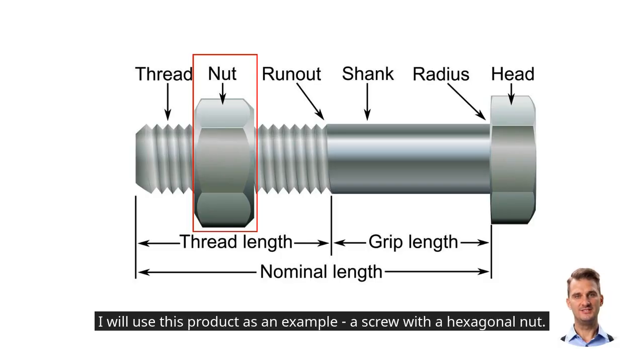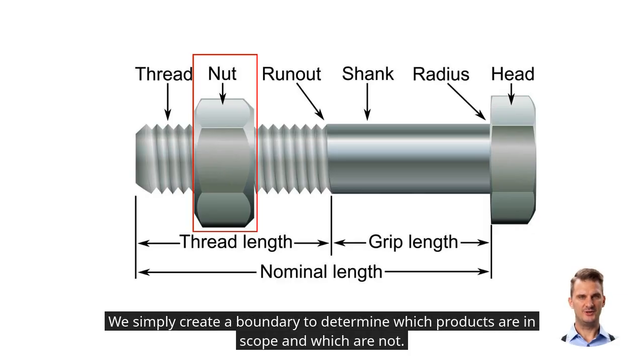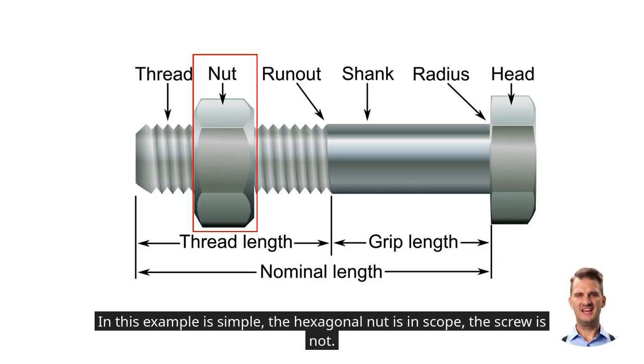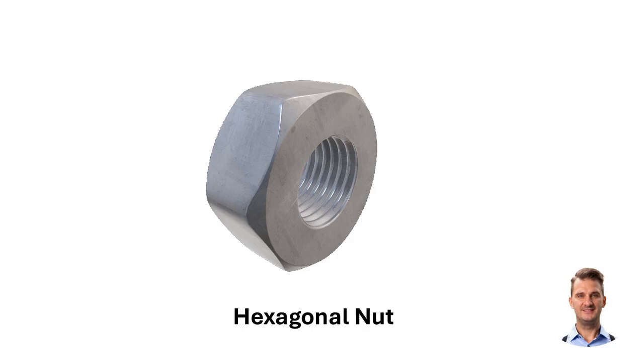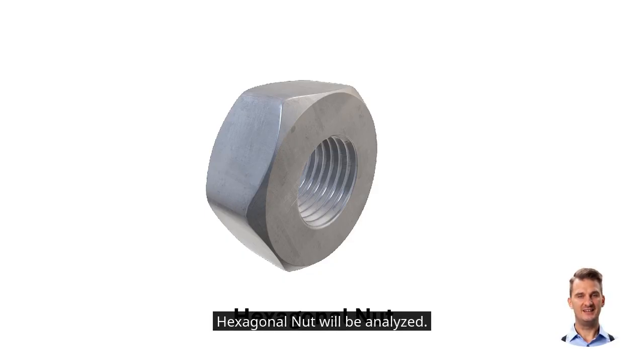I will use this product as an example, a screw with a hexagonal nut. This slide shows the assembly of these two components. We simply create a boundary to determine which products are in scope and which are not. In this example it is simple. The hexagonal nut is in scope, the screw is not. There are, of course, interactions between the components, but it is important to clearly state that only the hexagonal nut will be analyzed.